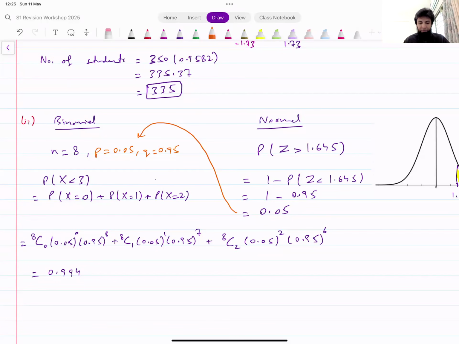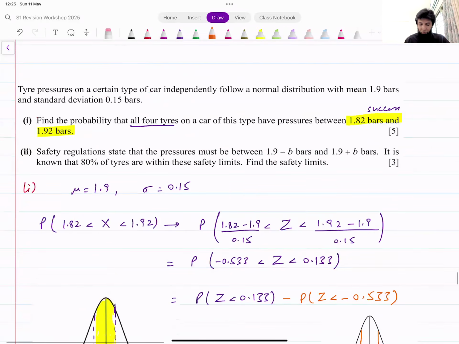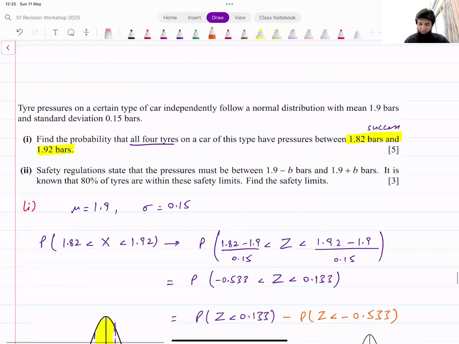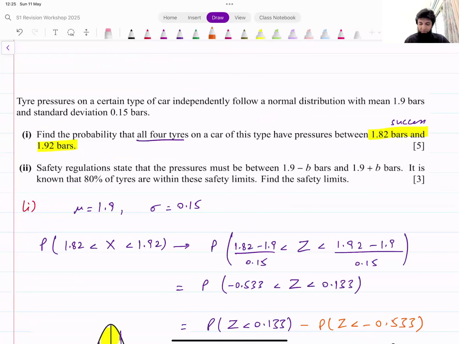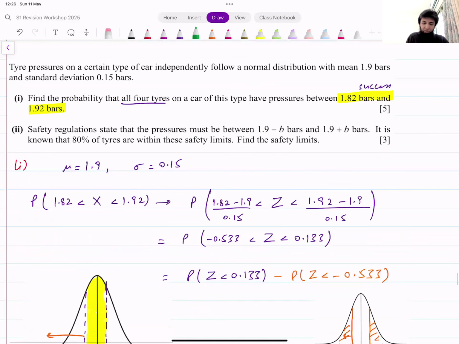Okay, let's have a look at another example. Again, inverse normal in which you have a two-sided interval. You've got tire pressures of a certain type of car. They follow normal distribution. Mean is 1.9, standard deviation 0.15. We've got the mean and standard deviation given. Find the probability that all 4 tires on a car of this type have pressures between 1.82 and 1.92. Now, for one tire, can we find that? We can find this probability for one tire: X between 1.82 and 1.92.